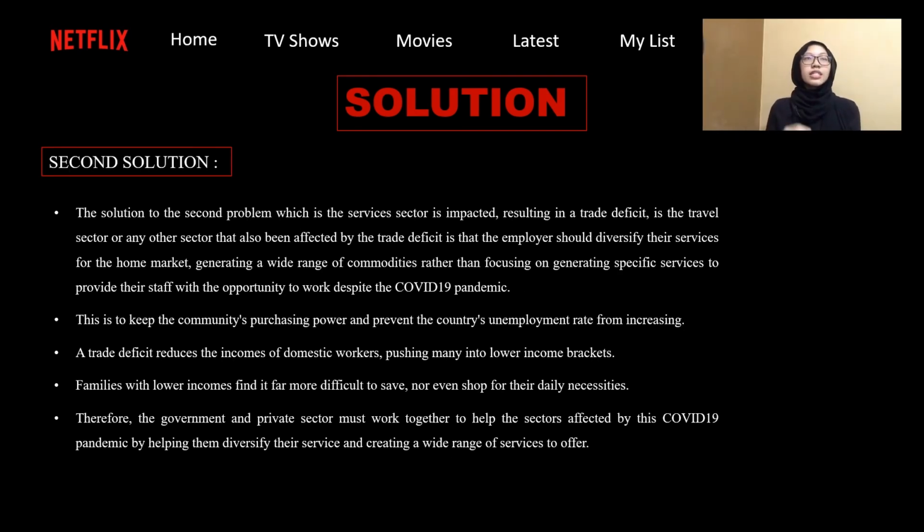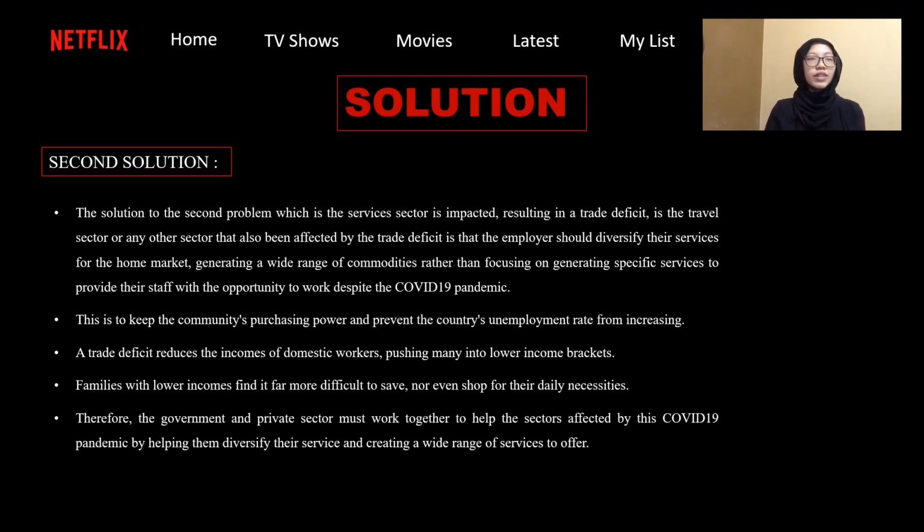Next, the solution to the second problem, which is that the services sector is impacted, resulting in a trade deficit, is that the employer should diversify their services for the home market, generating a wide range of commodities rather than focusing on generating specific services to provide their staff with the opportunity. This is to keep the community's purchasing power and prevent the country's unemployment rate from increasing.